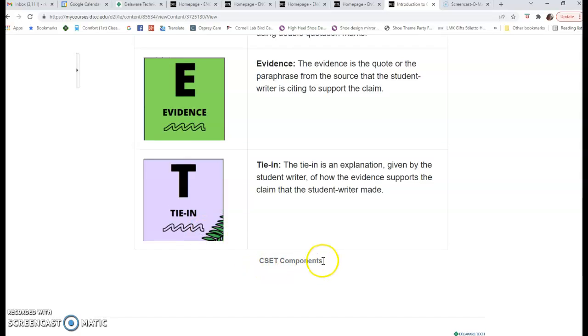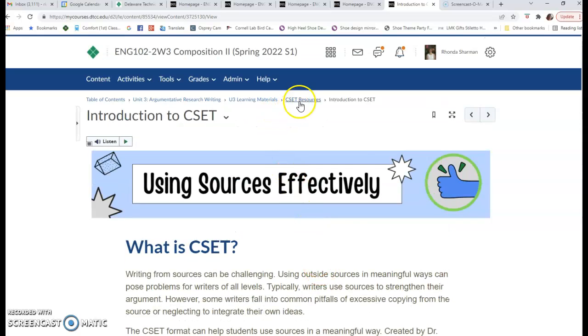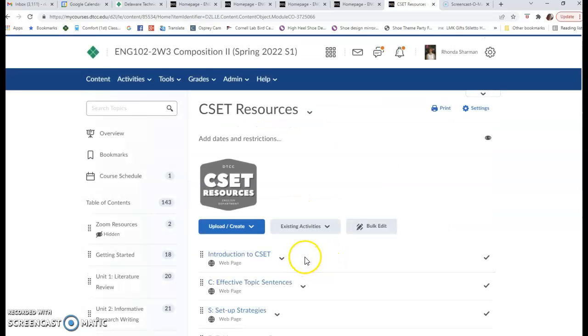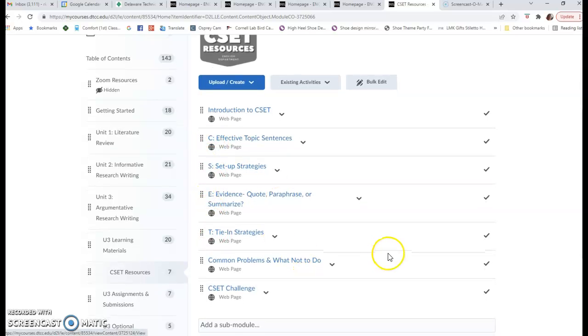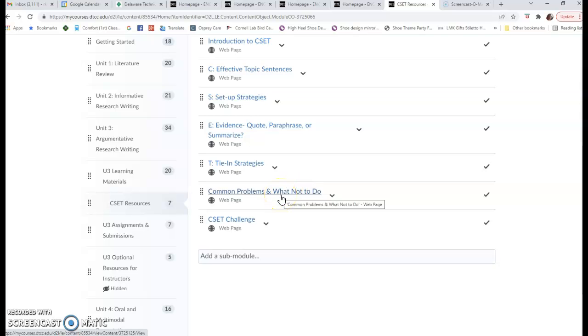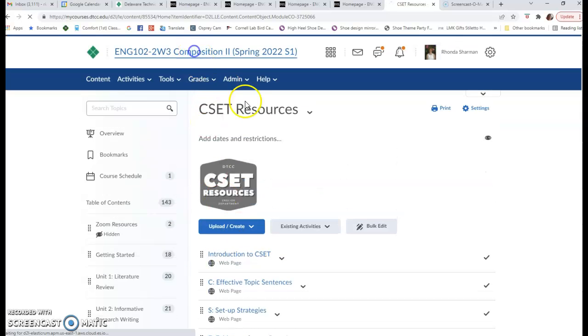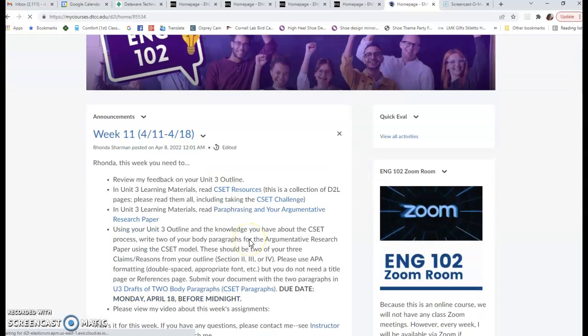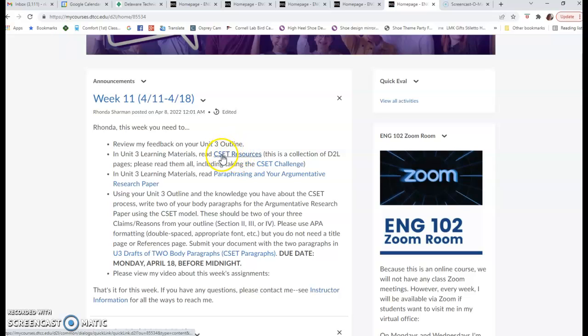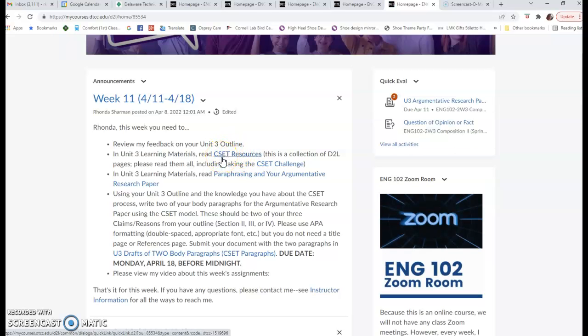Now, there's a lot to each of these steps, and if you notice the pages, there's a page on C, S, E, T, then some common problems and some examples, and then at the end there is a CSET challenge. Please take that challenge, which will show whether you understand how to do this. So, while you're waiting to get my feedback, make sure you understand how to use CSET in writing your paragraphs for this paper.